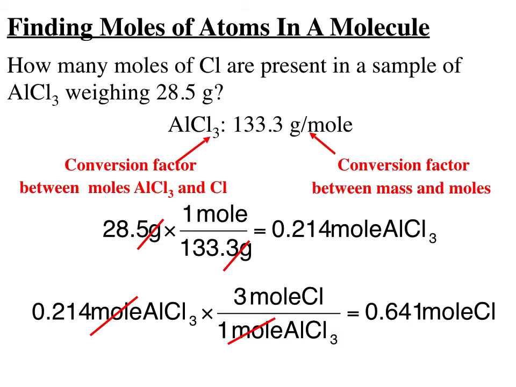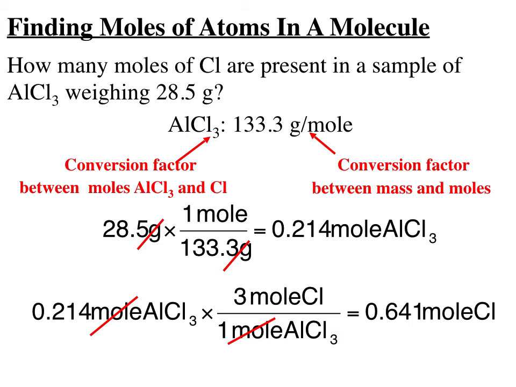So first what you have to do is find the number of moles of AlCl3 from this 28.5 grams of that material. So I can use the 28.5 grams and convert it to moles of the molecule first. So first thing I do is find the molar mass of aluminum chloride. I weigh out 3 Cls plus an Al, add that together, it's 133.3 grams per mole for AlCl3.